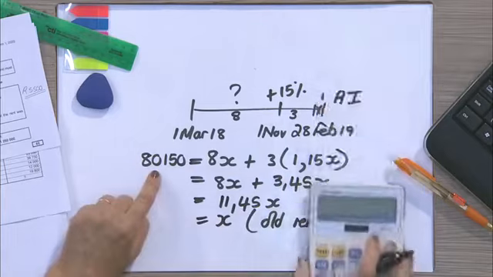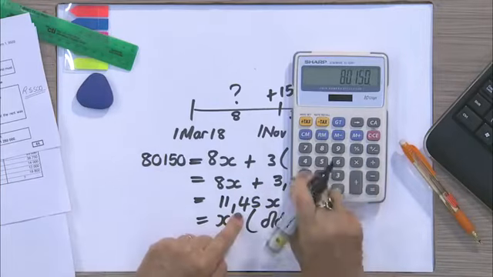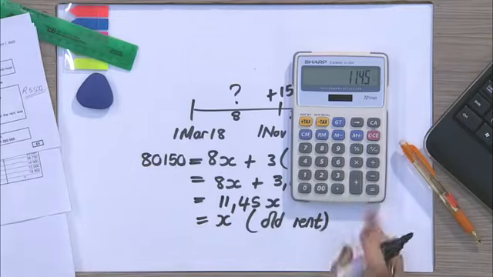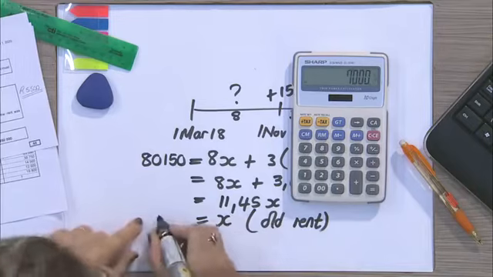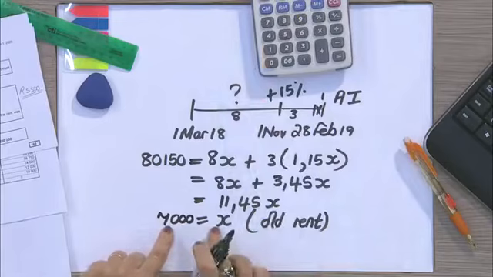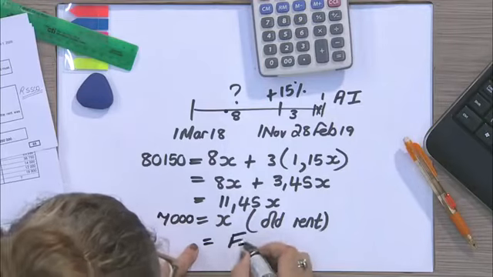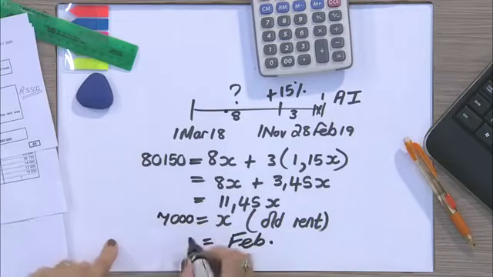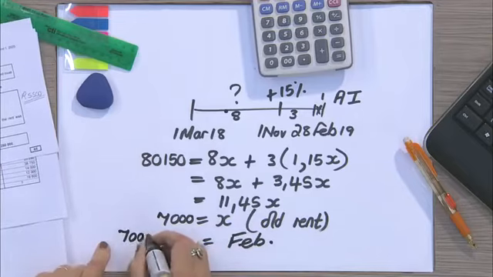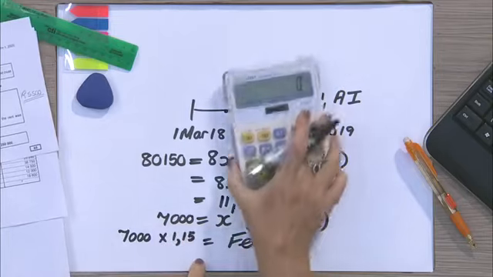And then to solve x, but don't forget, x is the old rent amount. You will just take your 80150 and divide it by 11.45. If you're going to get cents now, you must know that you're wrong. We always work this out in a round number, like 7,000 Rand. But don't stop now. This is the old rent. We want February. Therefore, February will be, and do it in any way you want, 7,000 times 15% and add it on. I'm just going to say 7,000 times an extra 15% or 1.15.